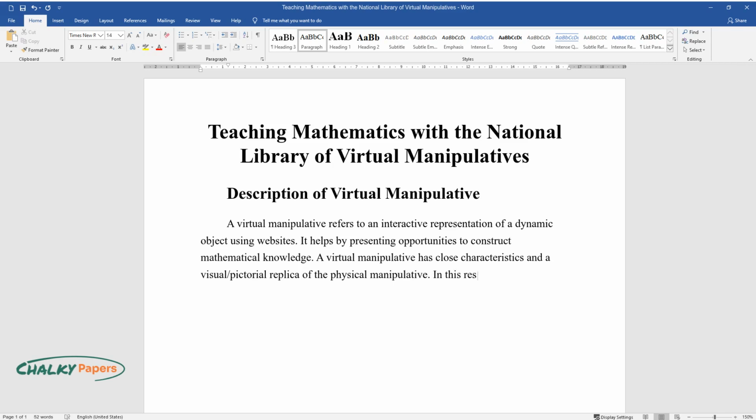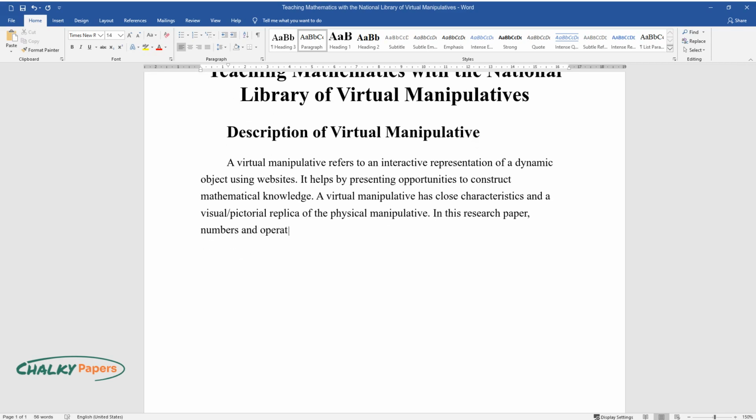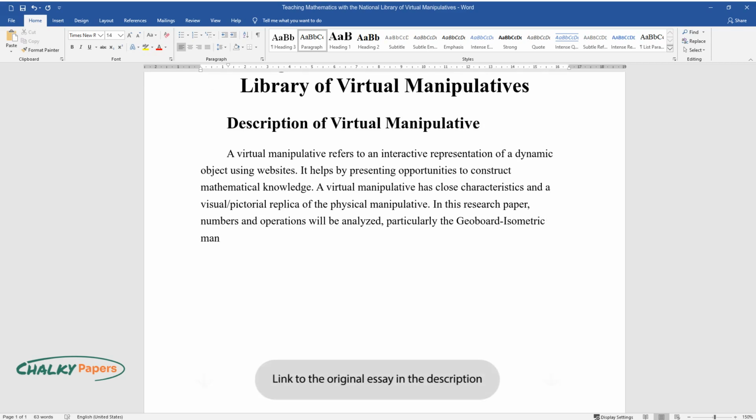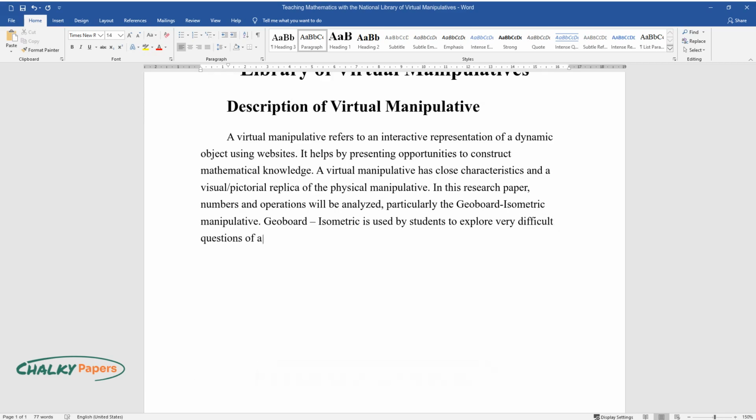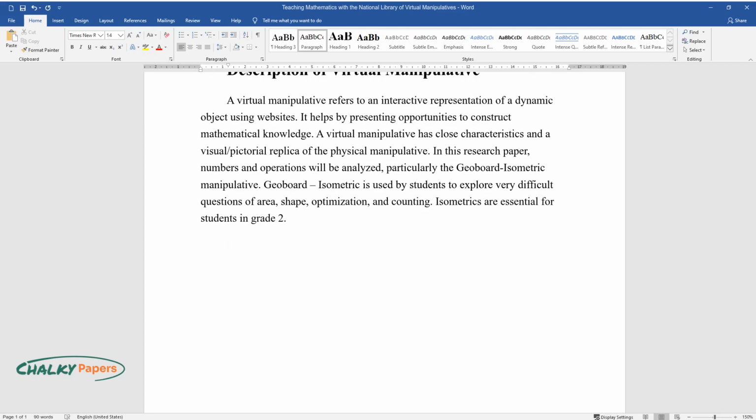In this research paper, numbers and operations will be analyzed, particularly the geoboard isometric manipulative. Geoboard isometric is used by students to explore very difficult questions of area, shape, optimization, and counting. Isometrics are essential for students in grade 2.